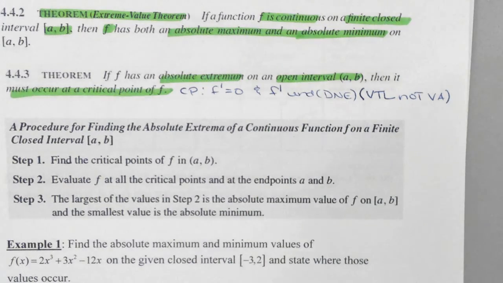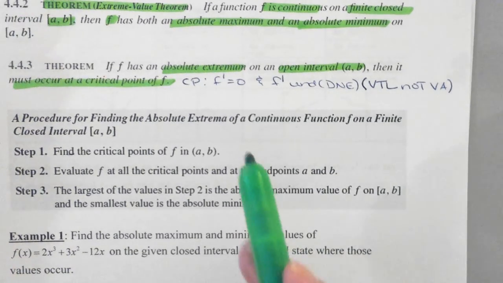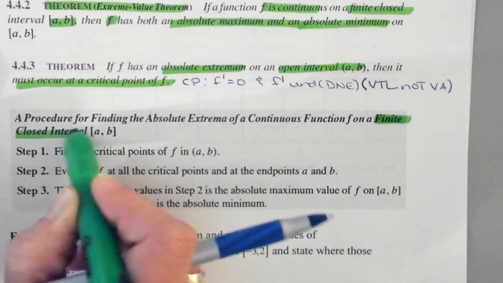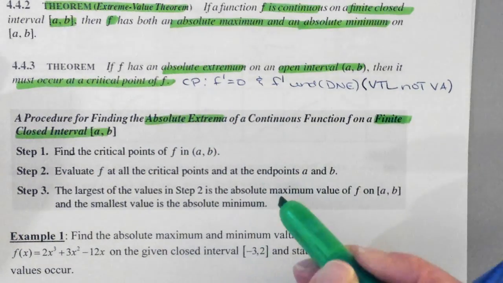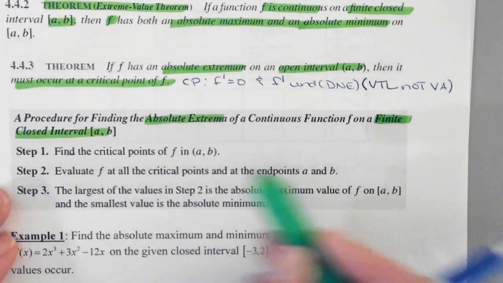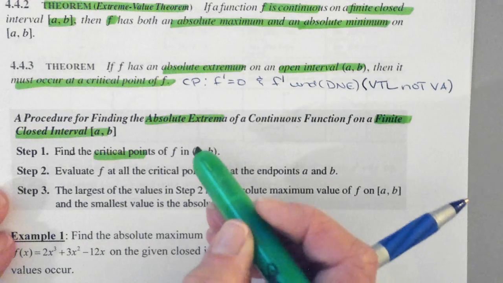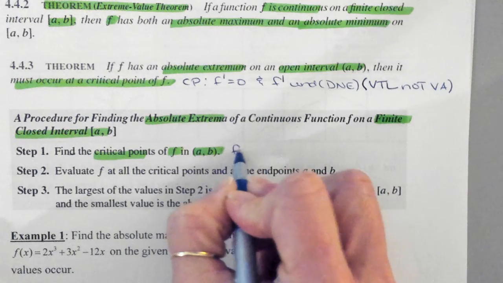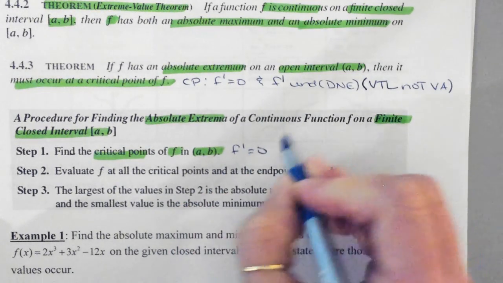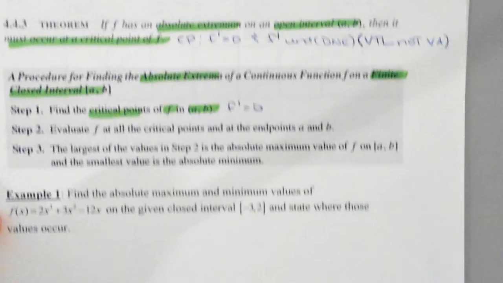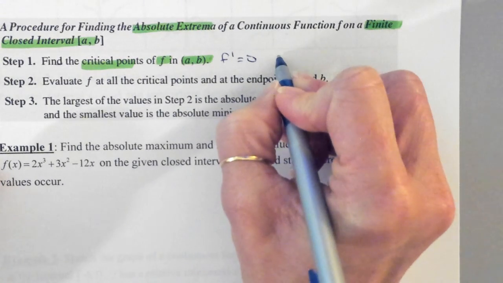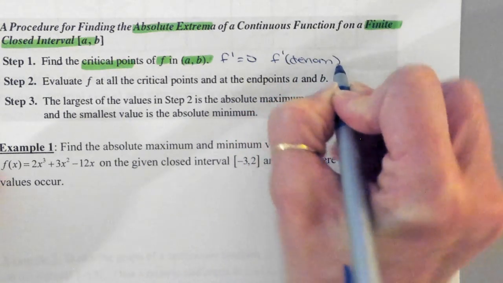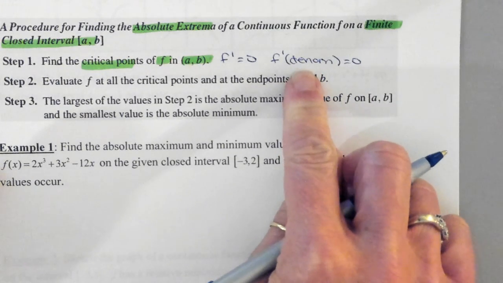So this is the procedure, and we're going to go through it for this first problem. I just want to make sure that everybody understands you are using a finite closed interval, and we're looking for absolute extrema. The first thing we want to do is find the critical points of f in the open interval. Just like I said, you take f prime and set it equal to 0. And if you have a denominator, if it's a rational function, you would take the denominator of f prime and set it equal to 0.